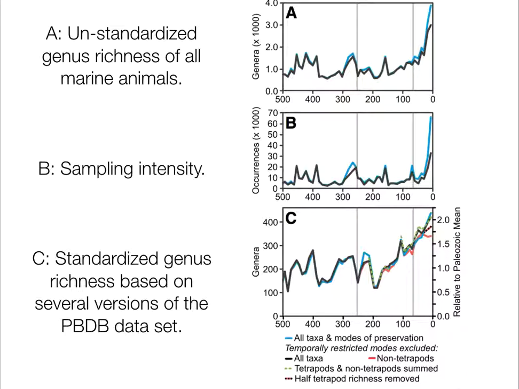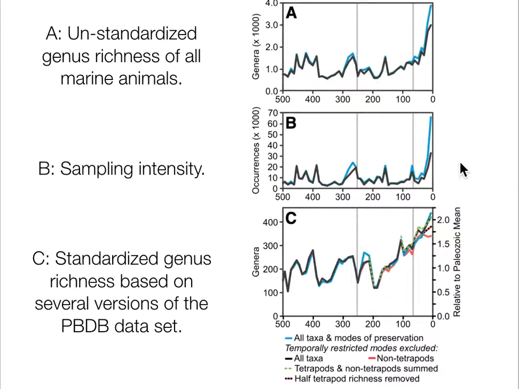So here, in this figure, we have unstandardized genus richness of all marine animals. The blue is all taxa and modes of preservation, and then the black is all taxa with some temporally restricted modes of preservation excluded. So that would be exceptionally well-preserved recent assemblages, for example. And then B shows you sampling intensity. We can see that sampling intensity is much higher in the recent. It's also much higher around extinction intervals. So we have a lot more data leading up to the Permo-Triassic mass extinction because people are really interested in it, etc., etc. Same with the KPg.